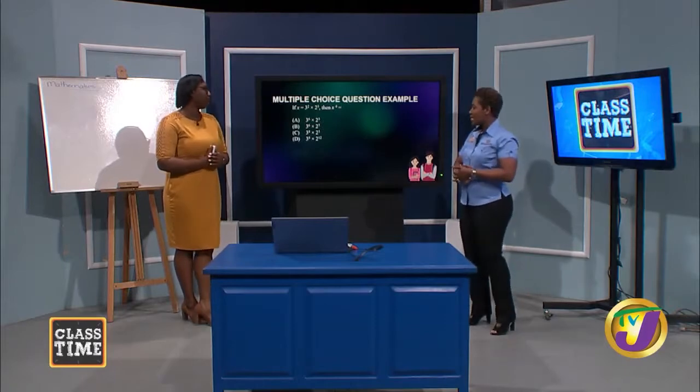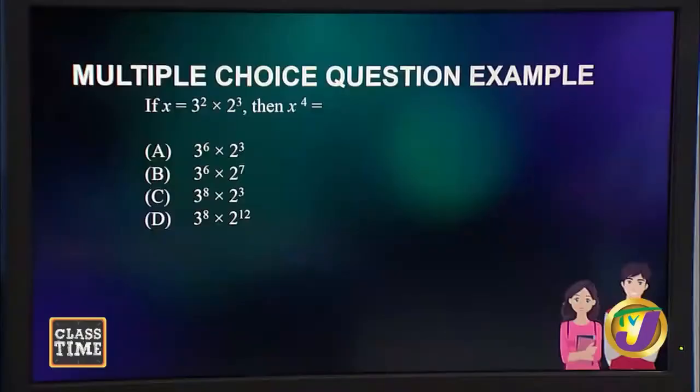All right, so the first question is: x equals 3 squared multiplied by 2 cubed. Then x to the fourth power equals what?